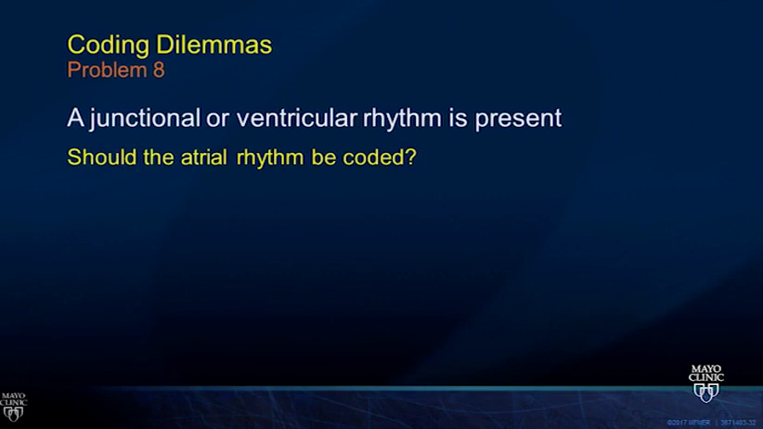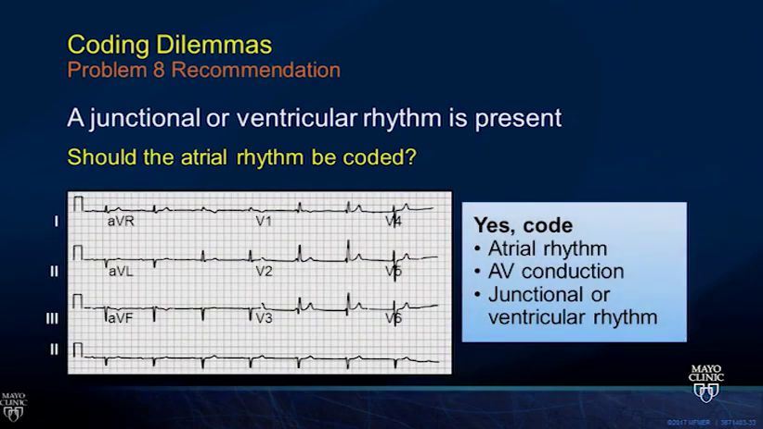So this sometimes comes up. You see a junctional or a ventricular arrhythmia present, and the question I've been asked several times is, should you code the atrial rhythm? Of course you should. You should code both chambers, what's happening in the ventricles and what's happening in the atrium. You may not see what's happening in the atrium if the QRS and the P waves are fused, of course, in which case you can't say anything about them, but have a careful look.